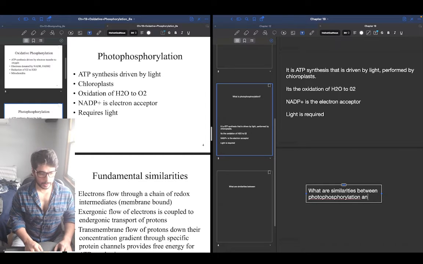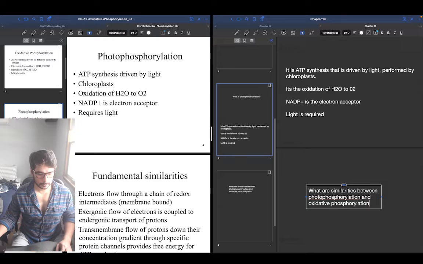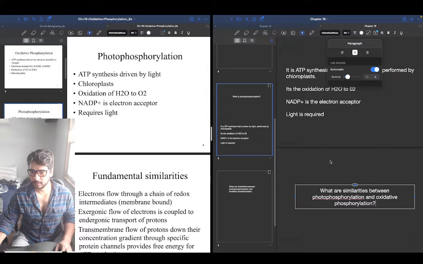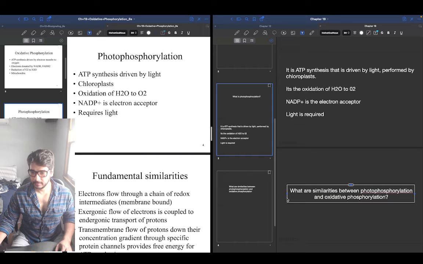Photophosphorylation and oxidative phosphorylation. Let's stretch this out. Let's put this here. These words are too big, so they were probably not going to fit. Oh, it did fit.